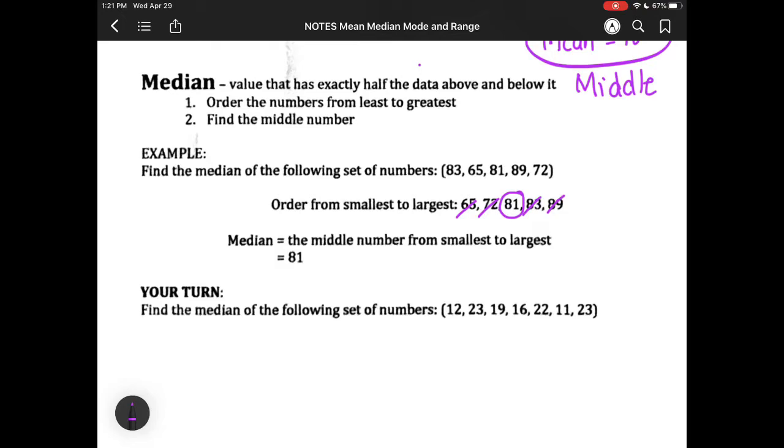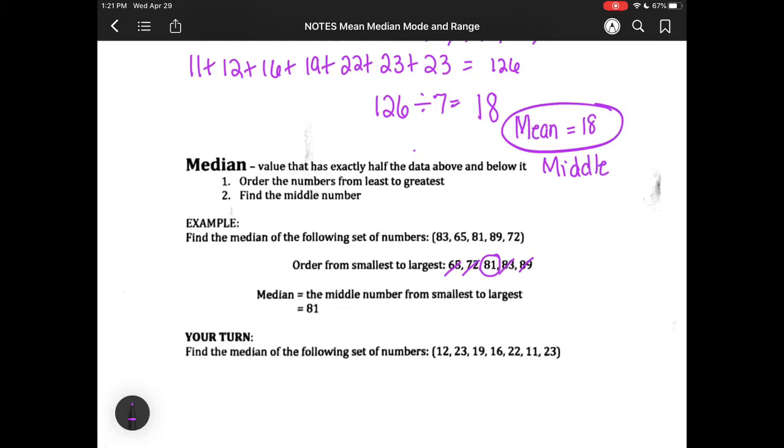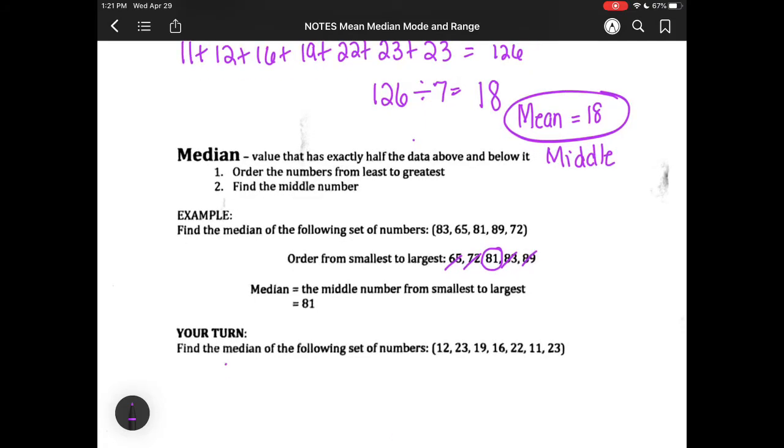So now we have our turn. Find the median of the following set of numbers. First thing we want to do is put them in order from least to greatest. And this is the same ones we just had up there. So we're going to do it again. We're going to look at our numbers up there. It's 11, 12, 16, 19, 22, 23, 23. Now, our job is to find the number in the middle.